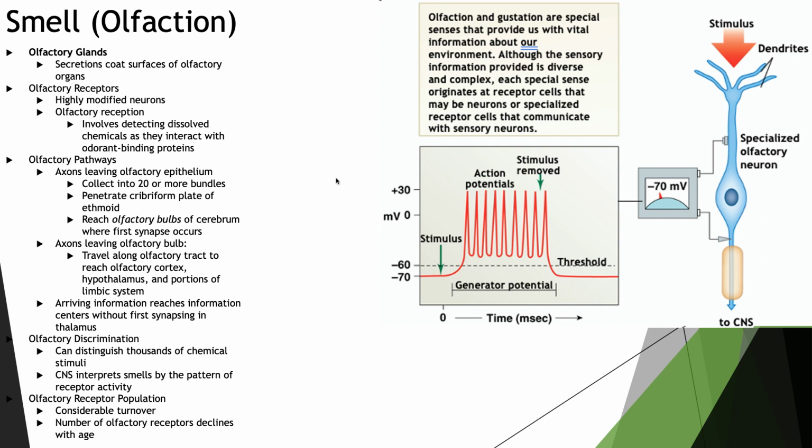Axons leaving the olfactory bulb travel along the olfactory tract to the olfactory cortex, the hypothalamus, and portions of the limbic system. Olfactory stimulation is the only type of sensory information that reaches the cerebral cortex directly. All other sensations are relayed from processing centers in the thalamus.